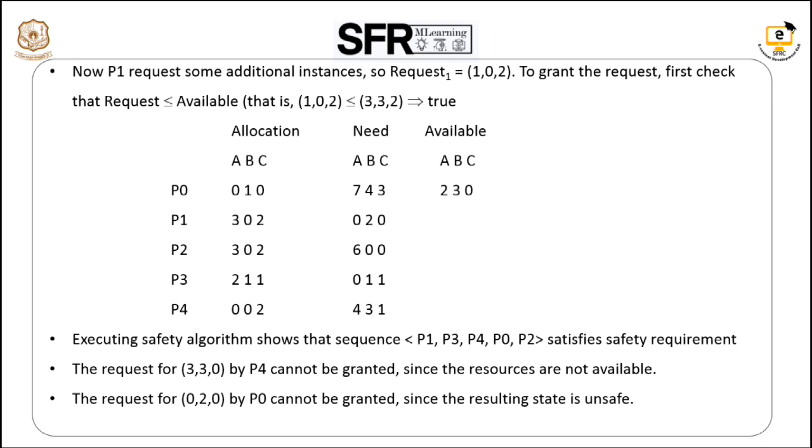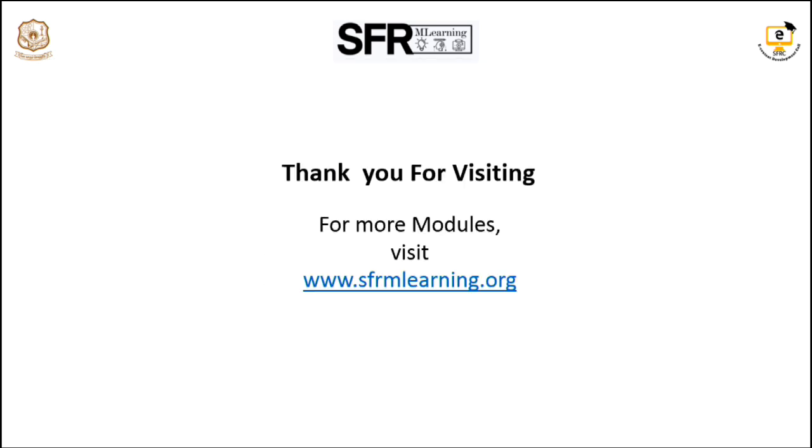The request for 3, 3, 0 by P4 can't be granted since the resources are not available. The request for 0, 2, 0 by the process P0 can't be granted since the resulting state is unsafe. Deadlock avoidance ensures that the system never enters the deadlock state. It works by maintaining the system in a safe state at all times.